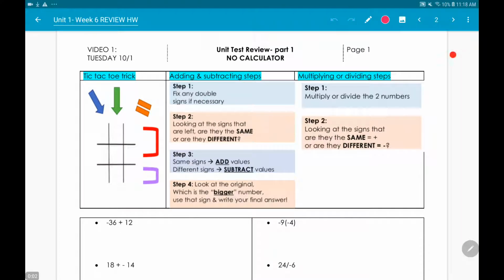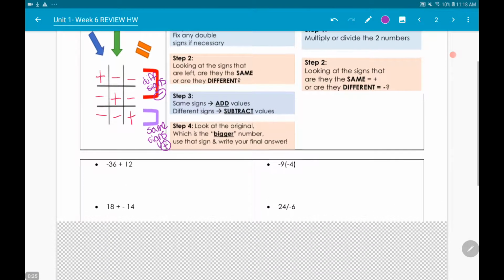Hi guys, so this is our first review for our unit test and we are going to jump right to it. So we have our tic-tac-toe trick. And remember, different signs mean a negative and same signs turn into a positive.